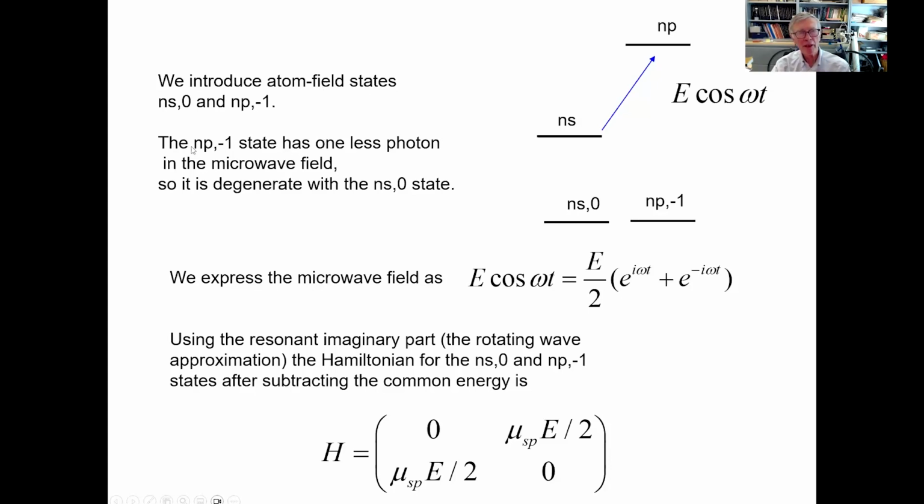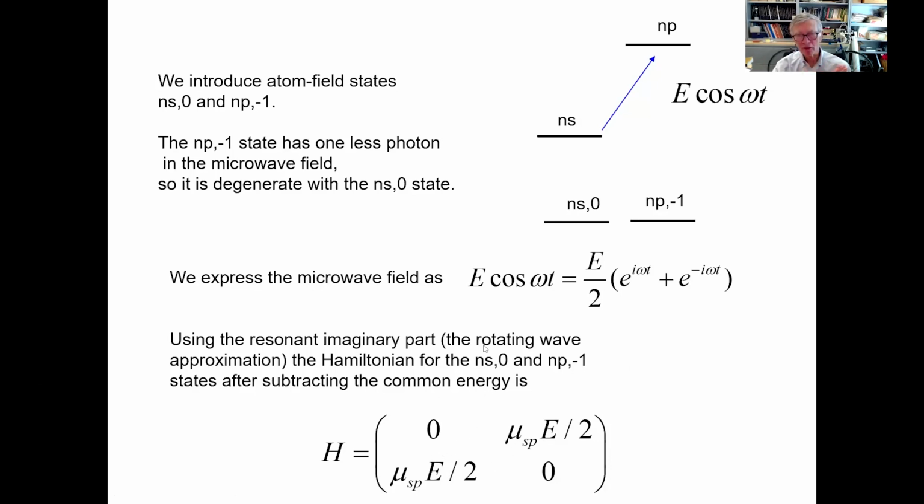So the NP, minus 1 state is the NP state with one less photon in the microwave field, whereas the NS state has the original number of photons in the microwave field. So the NP, minus 1 state is degenerate with NS. They're degenerate with each other. And if I express the microwave field E cosine omega t in terms of these two exponentials, I use the resonant part that cancels out the e to the i omega t in the P state, and I wind up with a Hamiltonian matrix that looks like this.